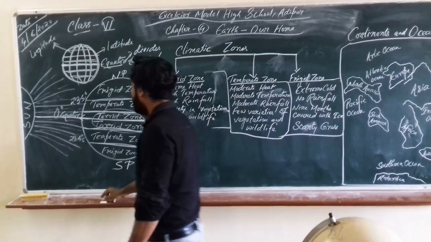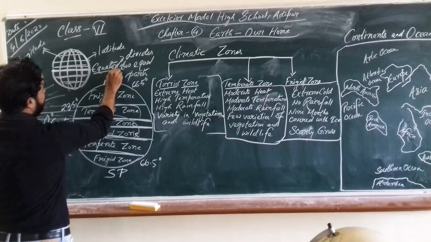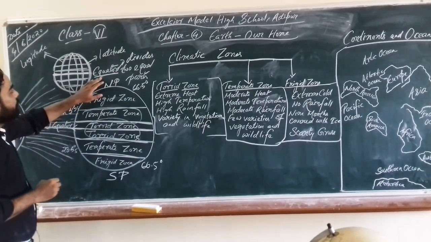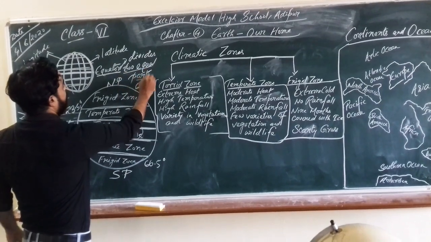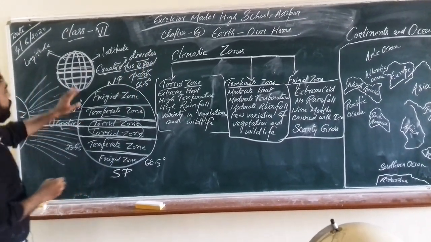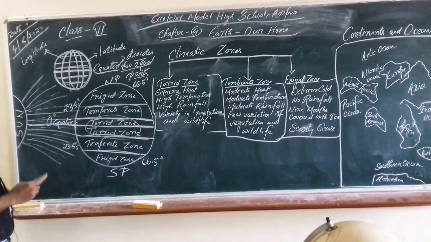Now, the 0-degree latitude, that is equator. Equator is the 0-degree latitude, and equator divides the earth into two equal parts. Our earth is divided by this equator into two equal parts.